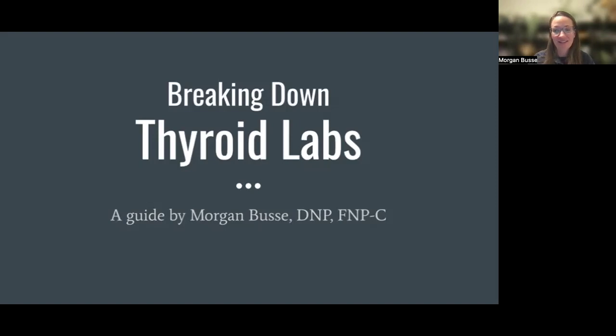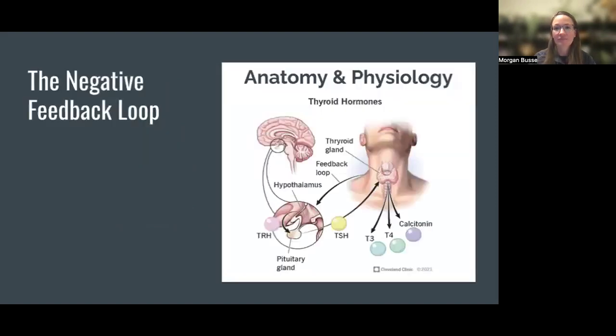Okay, let's dive into reviewing the most common thyroid disorders and their significance. Here is a diagram for a quick refresher on the anatomy and physiology of the hypothalamus pituitary thyroid axis. Since we're talking about the thyroid, let's start here and work our way around the entire negative feedback loop that makes up this axis.